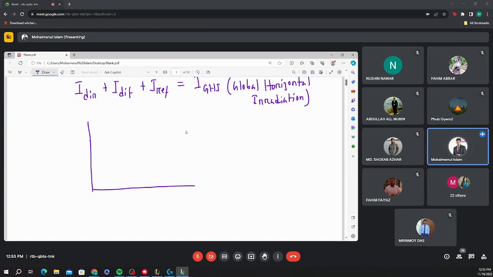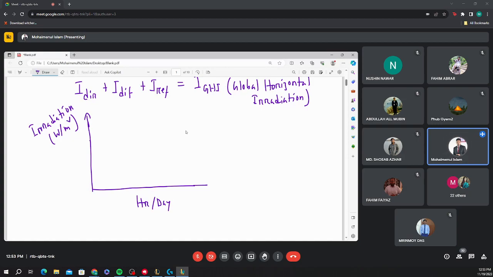So suppose this is our hour axis for a particular day, and this axis is the irradiation axis, which is power. That means watt per meter square. That is, it represents power. Okay, so how does it vary?